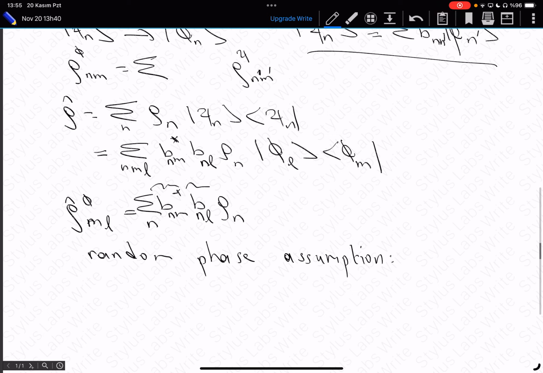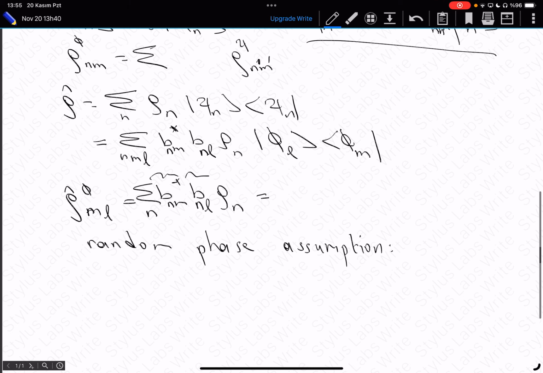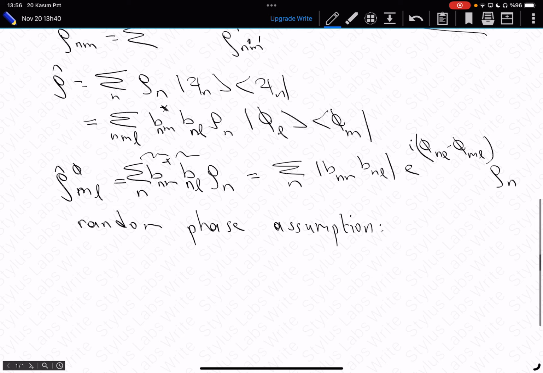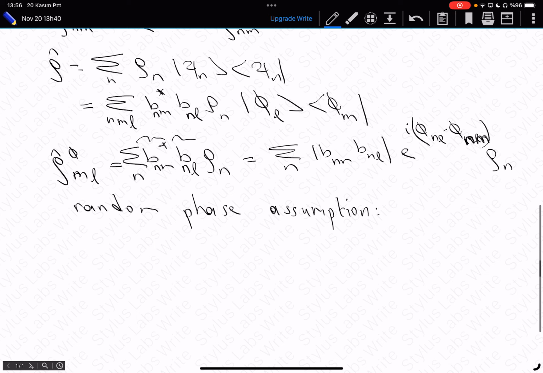Now, this random phase approximation tells us something. If you look at these terms, this will be in general the sum over n of b_nm, b_nl, e to the power i (phi_nl minus phi_nm), rho_n. No, this is n l and l. So you have all those random phases as you are summing over n. So unless l and m are equal, you expect some cancellation in general. It need not be exact, but you do expect some cancellation.